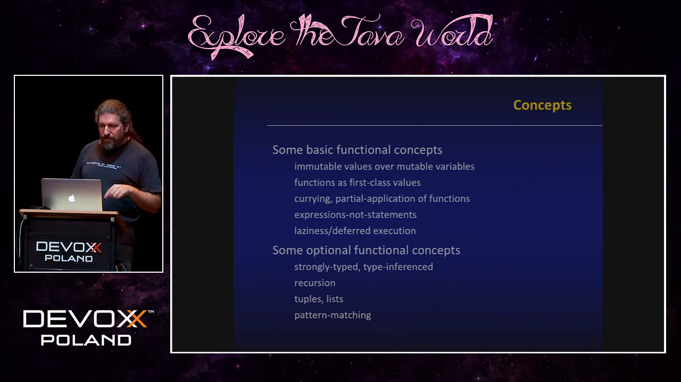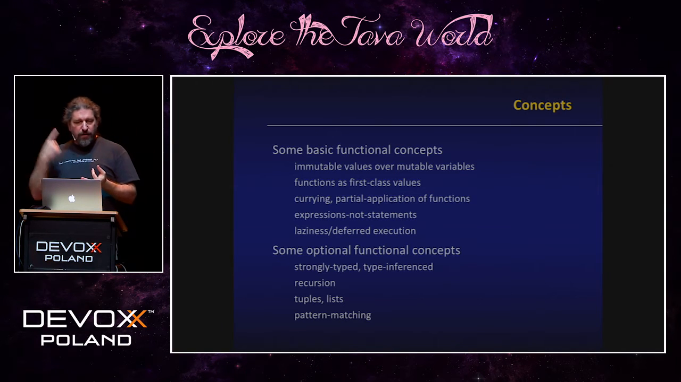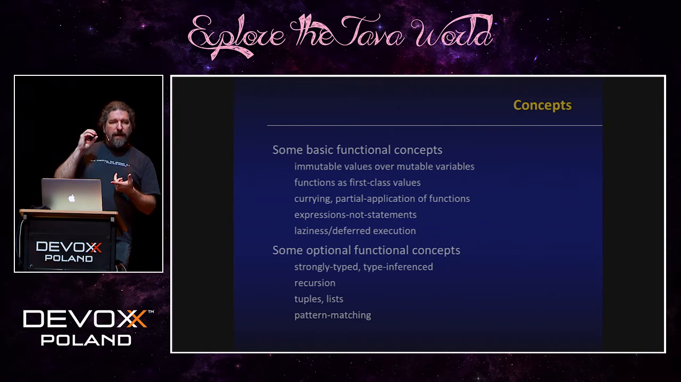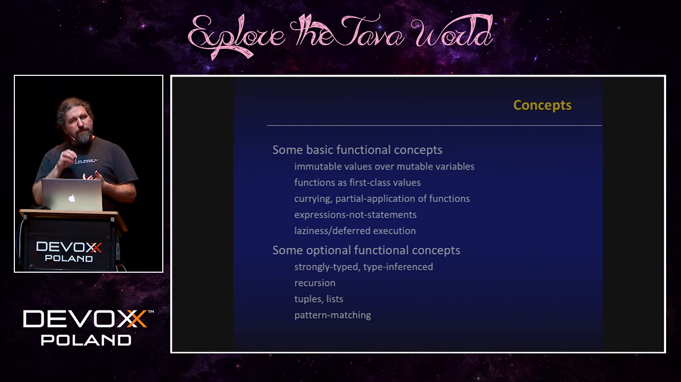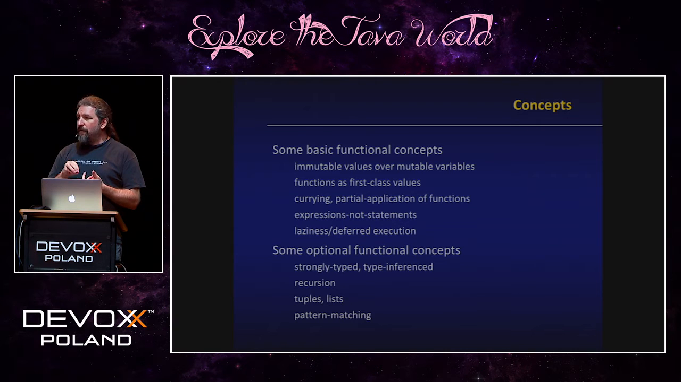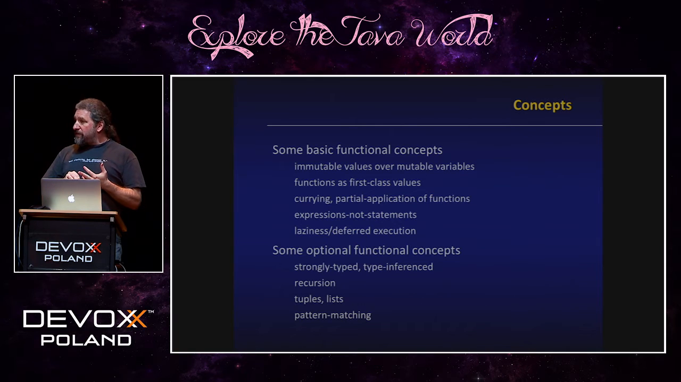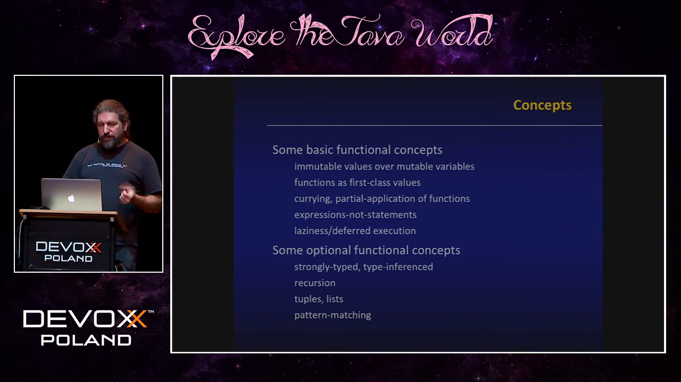So, some basic functional concepts, and we'll go over all of these. Immutable values, functions as first class, currying and partial application, expressions as opposed to statements, laziness. Typically, although not required, most functional languages will be strongly typed and type inferenced, meaning the compiler is actually better than you at figuring out exactly what a given thing should be. Recursion, we typically have tuples and we prefer lists over arrays, which we'll get to in a little bit. And there's also typically a concept of pattern matching.